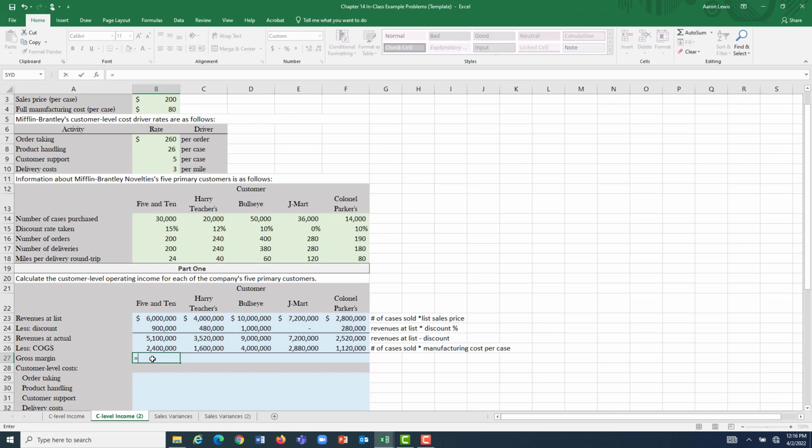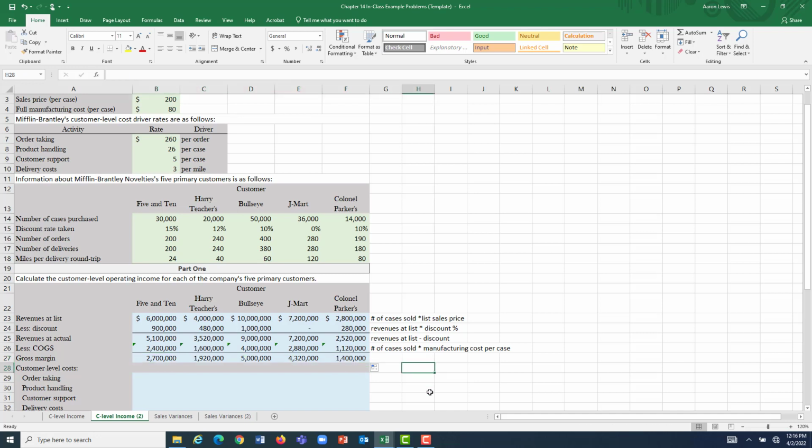And now I can find my gross margin. Like you always find gross margin, it is revenues at actual minus cost of goods sold. So we generated $5.1 million in revenues from sales to 5 and 10. In order to make those sales, we had to produce those pond baboon kits. So those kits that we sold to 5 and 10 cost us $2.4 million, which means the amount of profit that we made from 5 and 10, taking into consideration only the cost of production, is $2.7 million. I want both of these inputs to change, so I'm just going to fill handle. I don't have to make anything absolute.